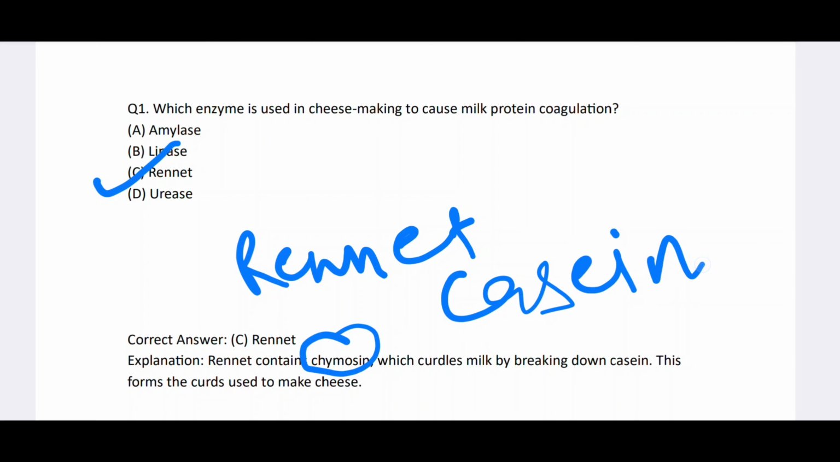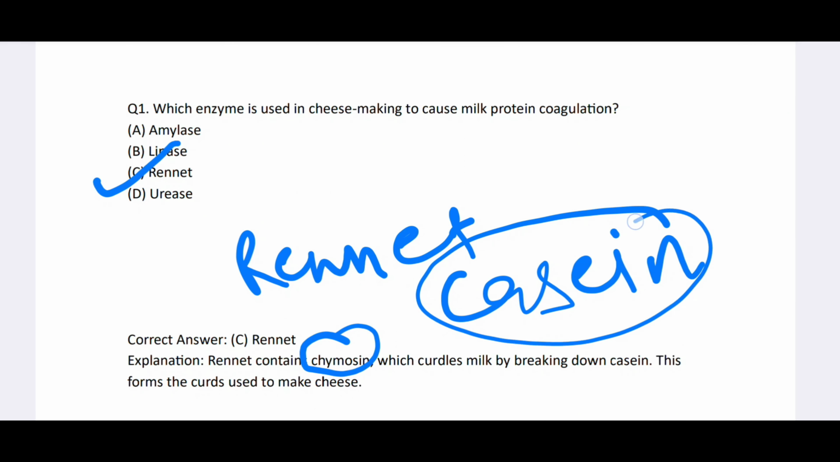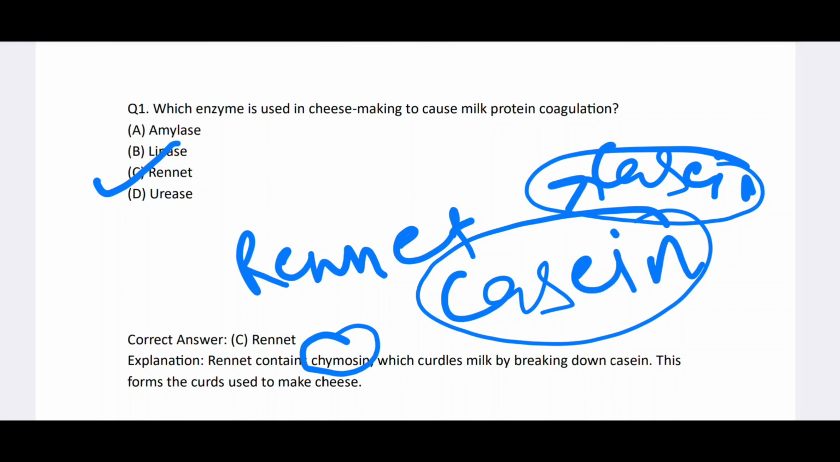Casein is the main protein present in milk. So it causes this casein protein to clump together, one casein clumping to another casein. And when this happens, the solid curd separates from the liquid whey. So that's how the cheese making process starts.